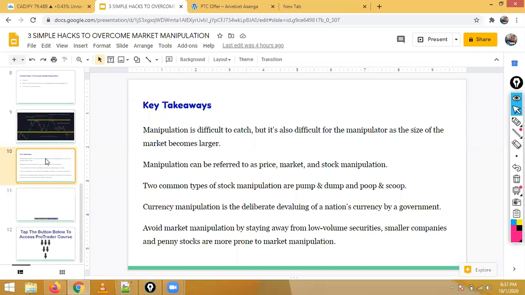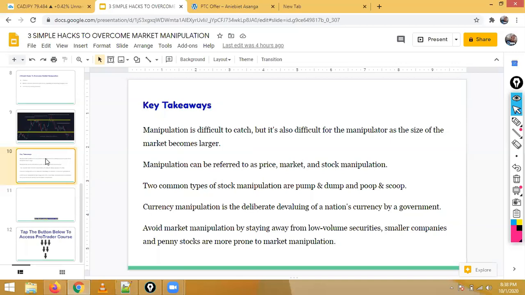Also know that manipulation can be referred to as price, market, or stock manipulation. There are two common types of stock manipulation. One is the pump and dump. They use the media to do this. They will talk about good stuff about a particular stock or currency, and the price will rally. So many retail traders and speculators will start buying. When they have bought to a certain target which they want, they kill the whole hype, the whole vibe, and price crashes down.